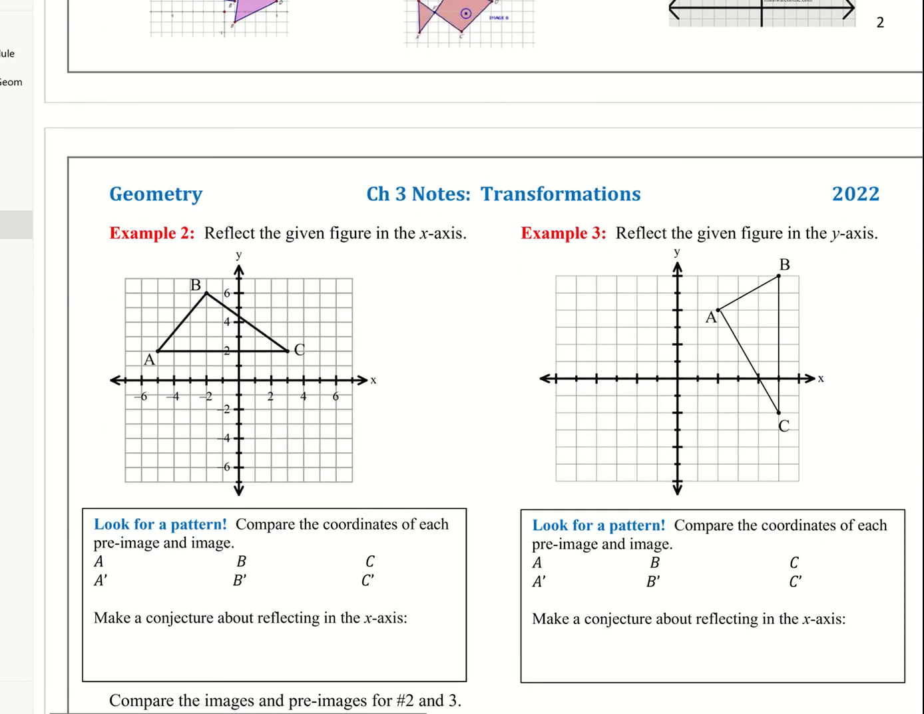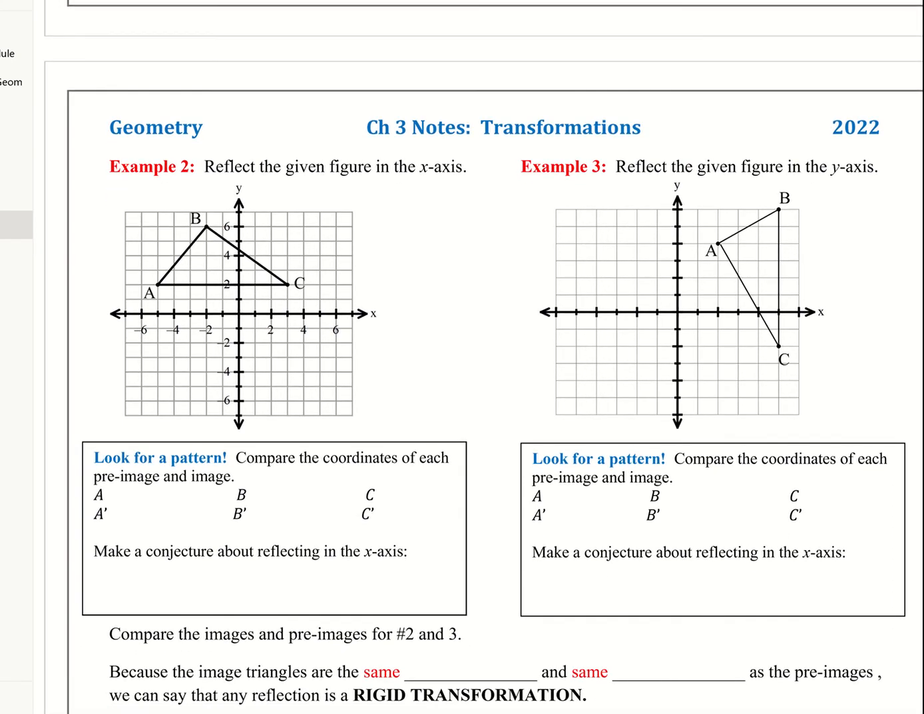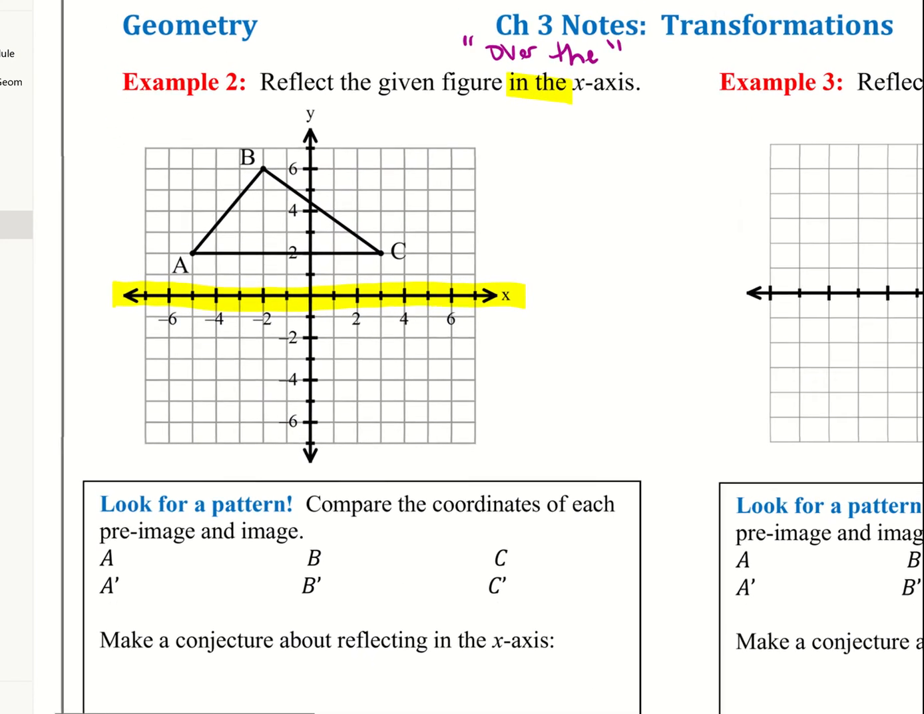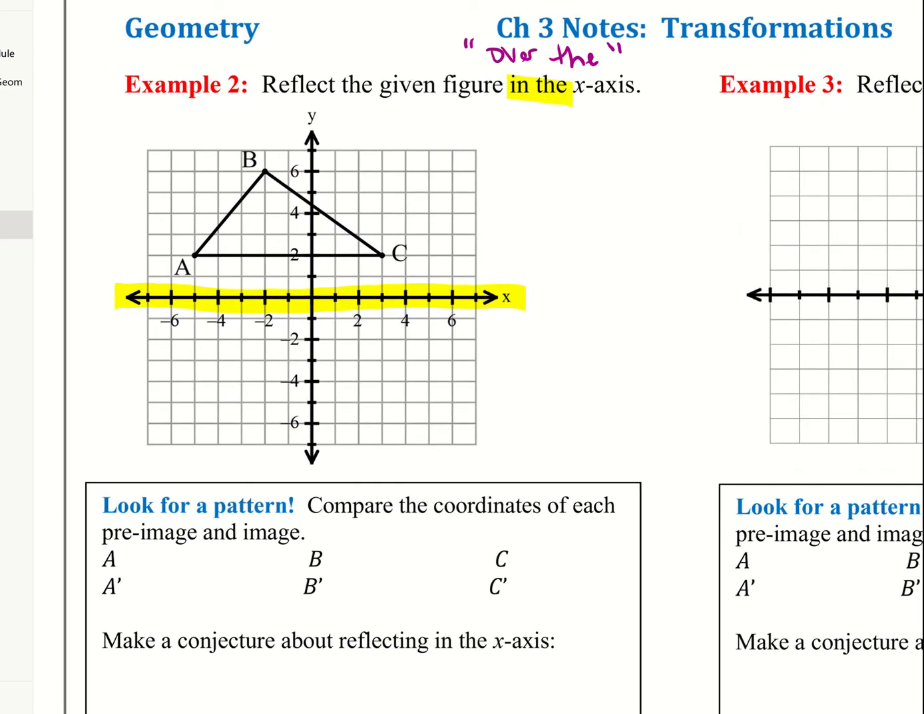All right, example 2. This is something that you'll be doing on your homework. Like examples 2 and 3, you're going to do this on your homework. We're going to take this figure and we're going to reflect it in the x-axis. Some people will write in the x-axis. Some people will write over the x-axis. It's the same thing. All right, but when we're talking about reflecting it, it's that flipping motion. I think it's really important to notice and maybe even highlight which line you're flipping something over with.